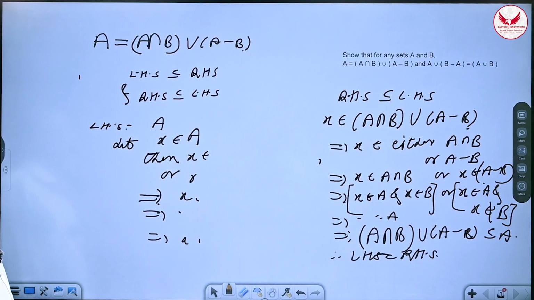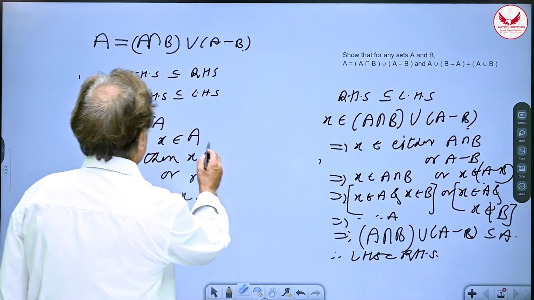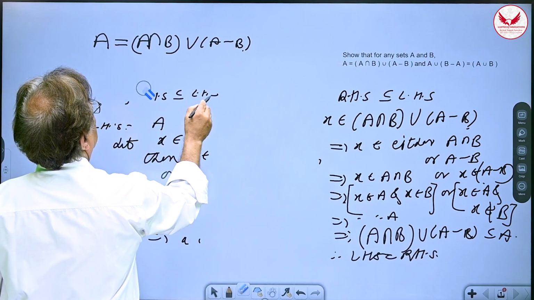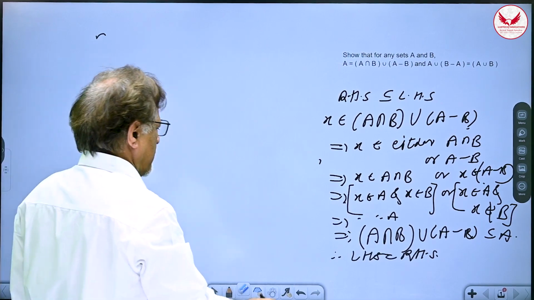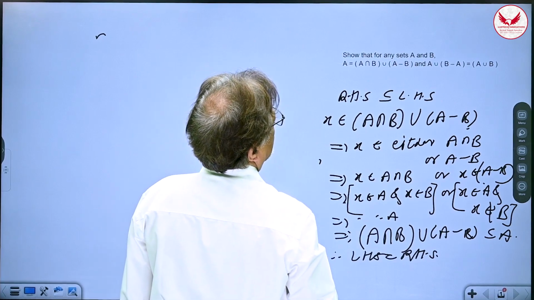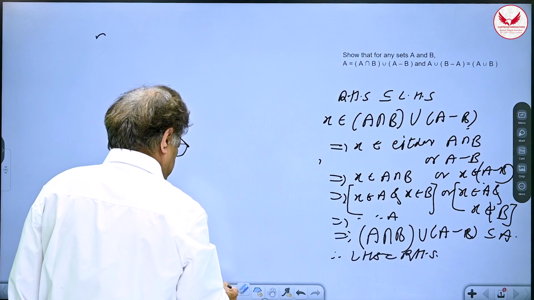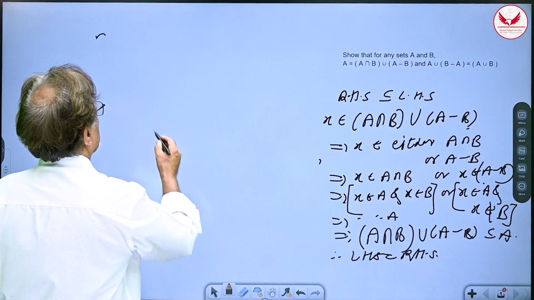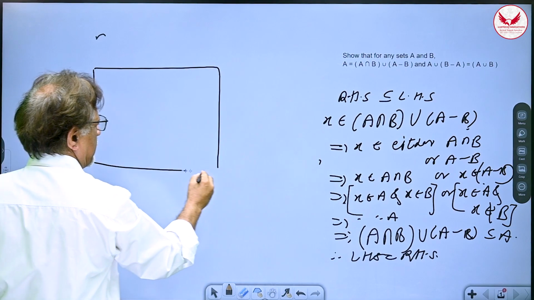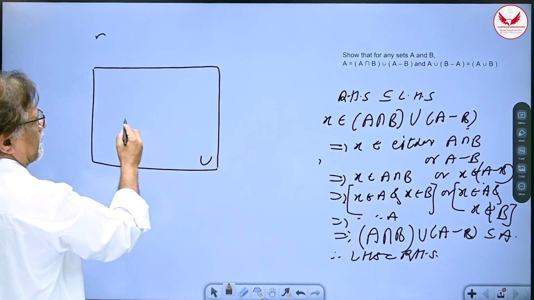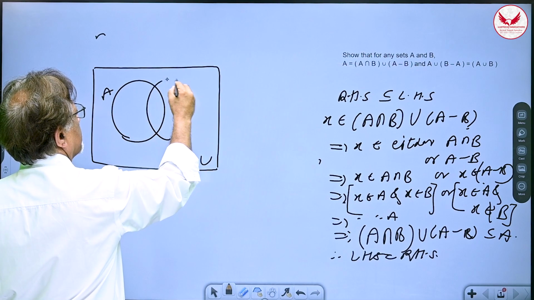Okay. Now let us go to the next part. What is the next part? So before that, I'll erase the whole thing. Next part is A union B minus A. Now let us see this by using a diagram first. So this is a universal set, let us call it U or X, whatever. And this is A, and this is B.